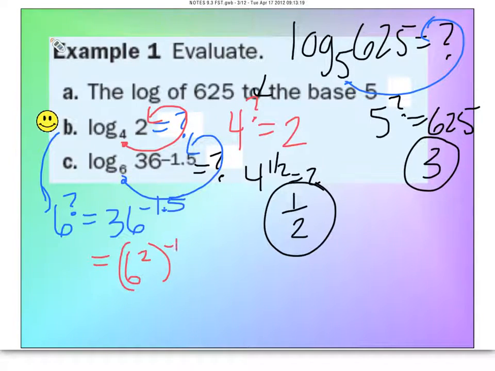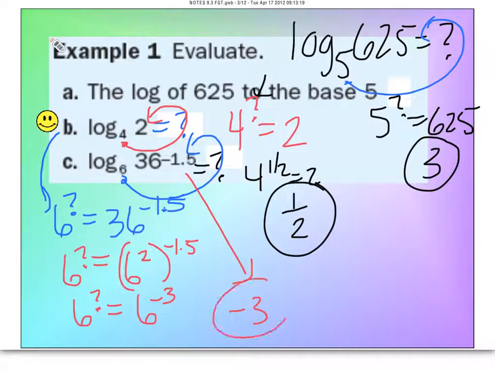So if you do 6 squared, make sure you keep the other part, is raised to this power here. Let's just simplify. 6 to some power, I don't know what. And in this case, remember the exponents we multiply, so it'd be 6 to the negative 3. So clearly for these two sides to match, my question mark has to be negative 3. So the answer to this problem is negative 3.